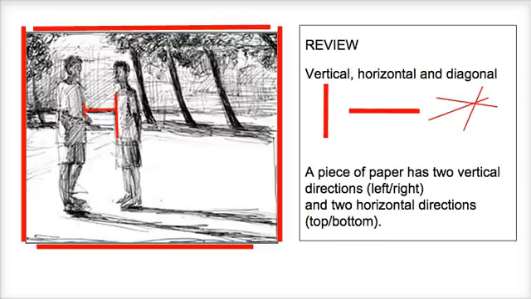Just a quick review. The 3 directions that we look for, vertical, horizontal, and diagonal, are everywhere. Now, just a side note, it's really good to know that your 2-dimensional piece of paper, no matter what size you work with, has 2 vertical directions on the left and the right, and 2 horizontal directions on the top and the bottom. Now, in this drawing in front of you, you can see a horizontal direction that intersects or connects with 2 vertical directions.